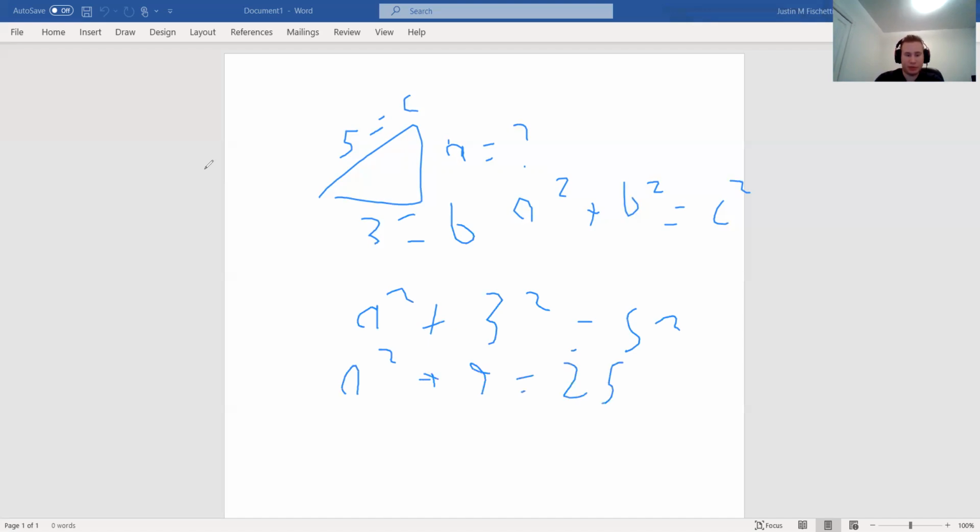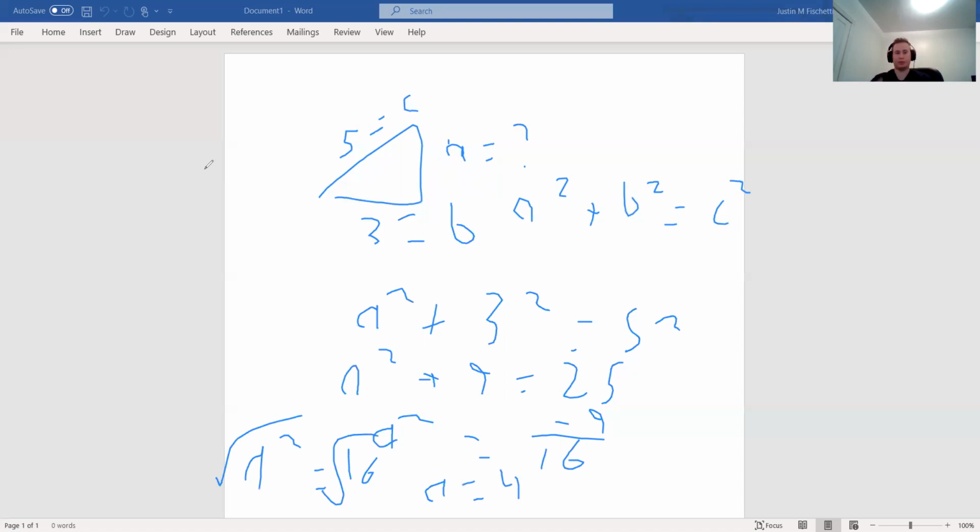Now you want to get the A squared by itself, so subtract 9 from both sides. So A squared equals 16. Now you have A squared equals 16, and you want to take the square root of both sides in order to cancel out the square on the A. So you have A equals 4. Therefore, we solved it. That's pretty much how you do it in the simplest terms.